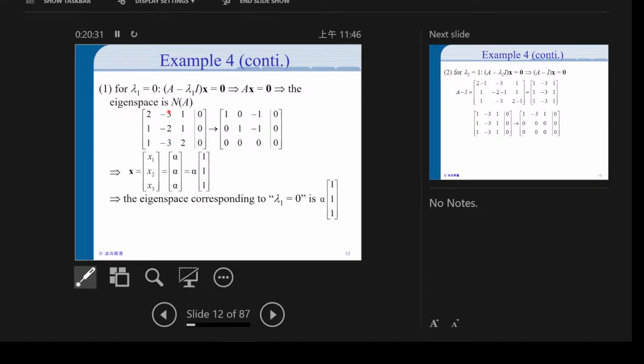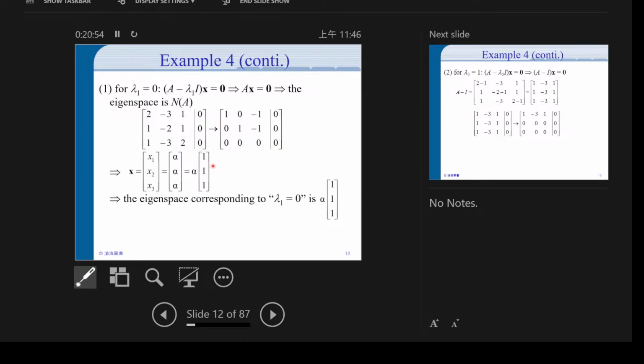So once again, we pull out our augmented matrix, A and 0 here, and we do Gaussian elimination. We see that we can turn this matrix A into this REF.